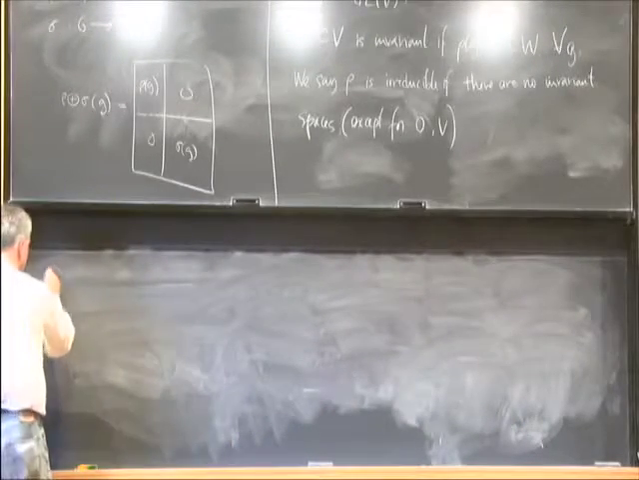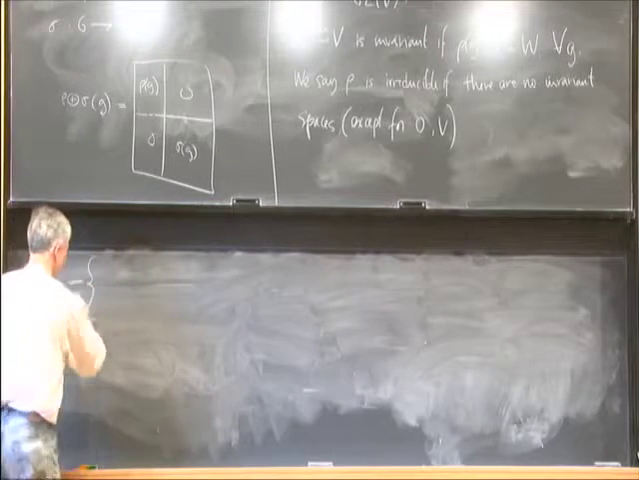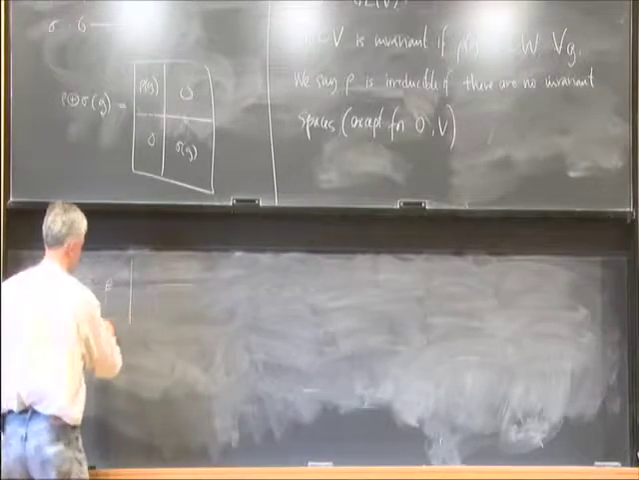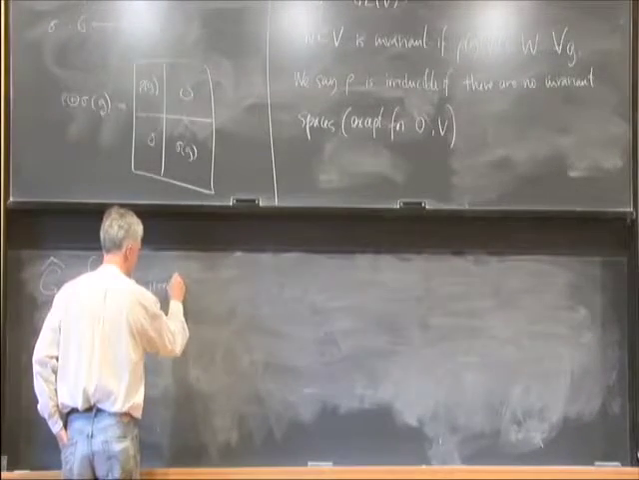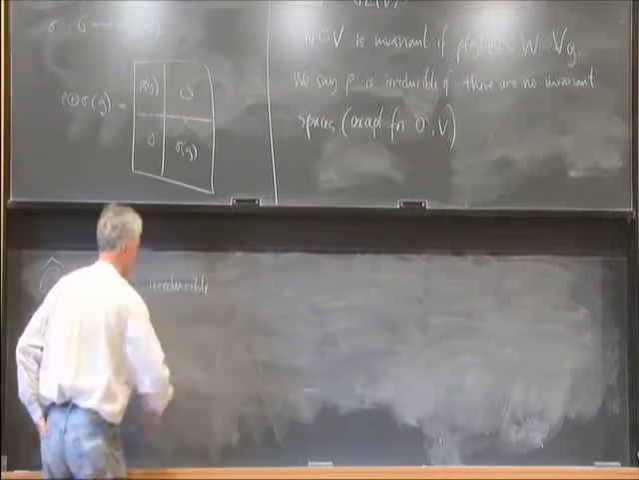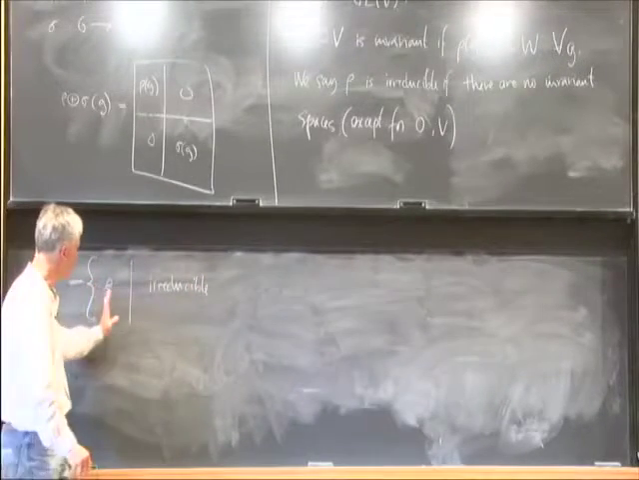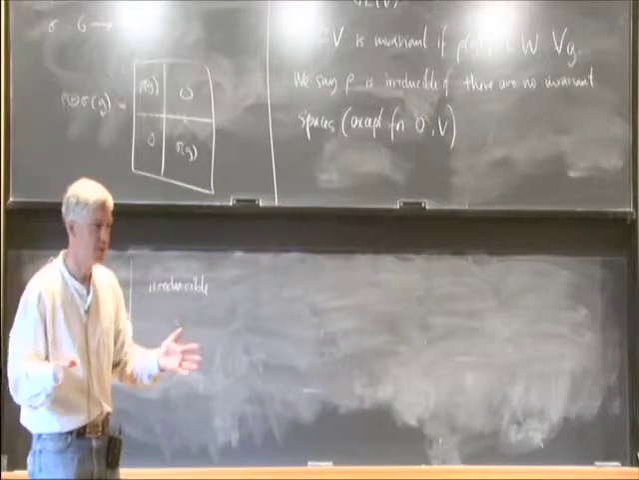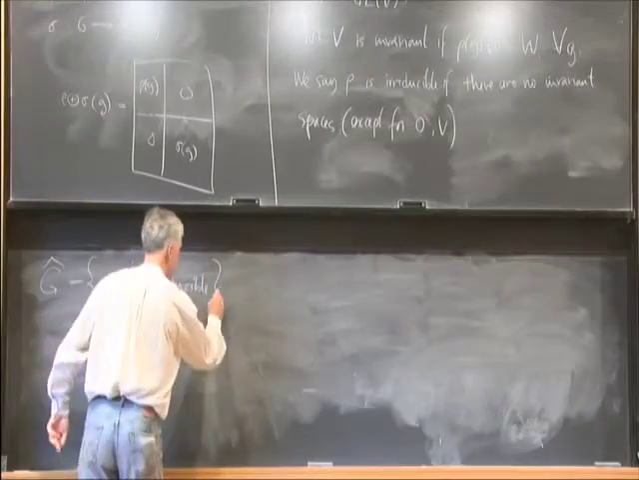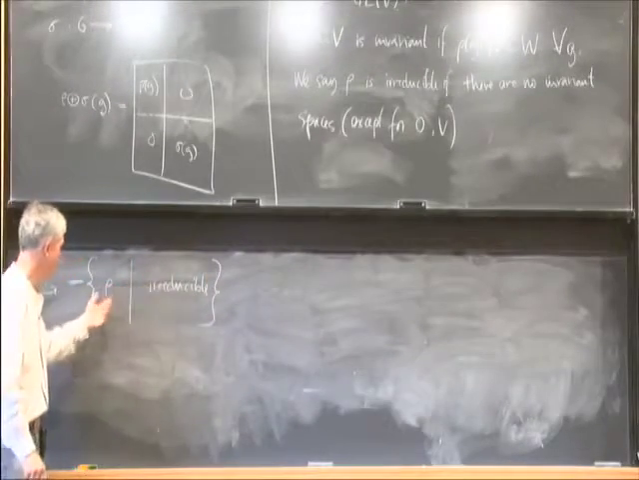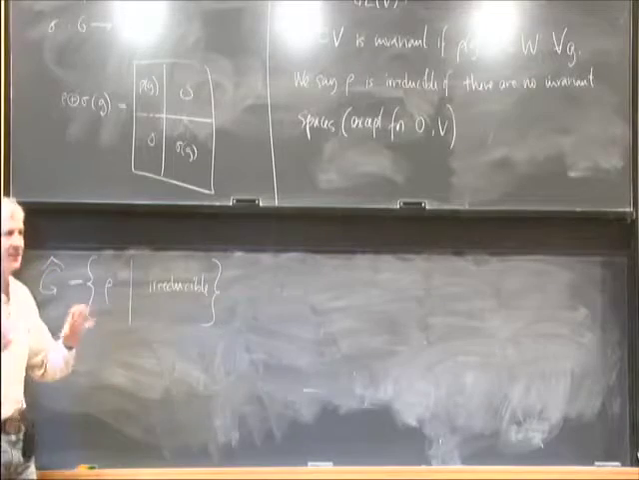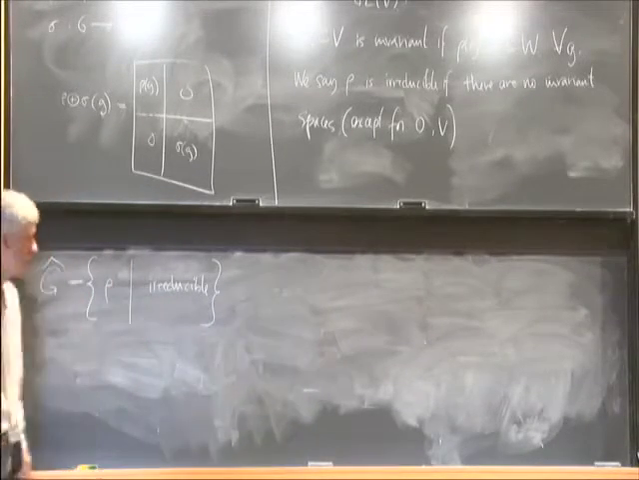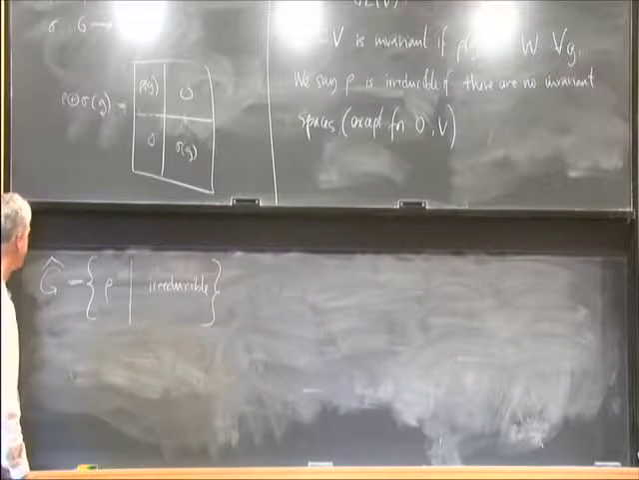So let's then define G hat. This is going to be a collection of all representations rho that are irreducible. And actually, I'm going to slightly cheat you here. I'm going to call two representations the same if they're the same up to a change of basis. So this is a collection of irreducible representations that contains exactly one from each equivalence class up to isomorphism by basis change.